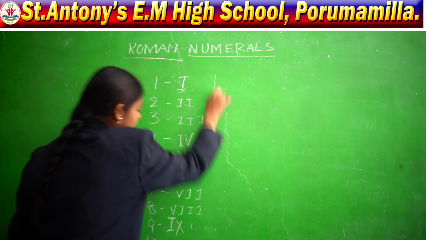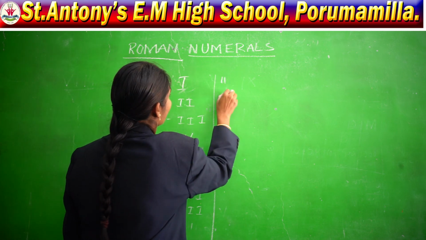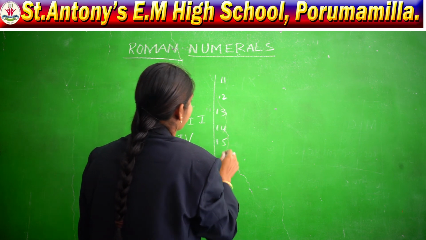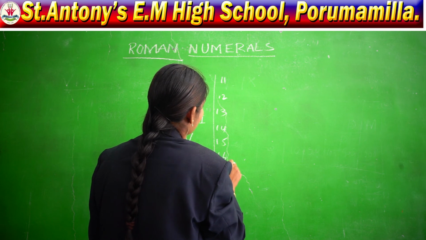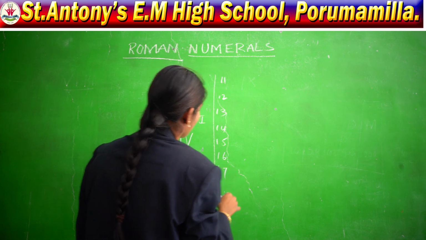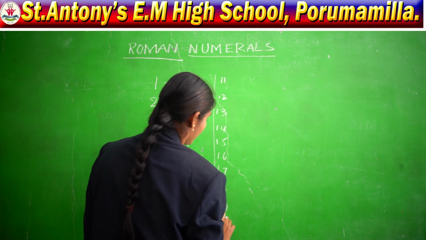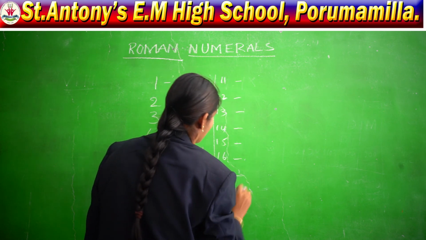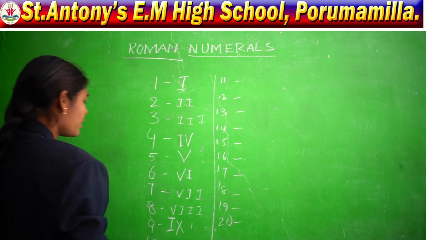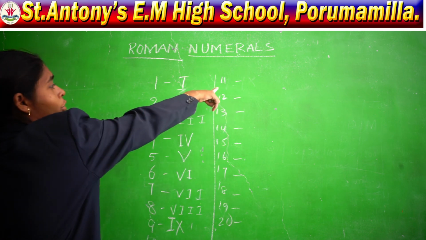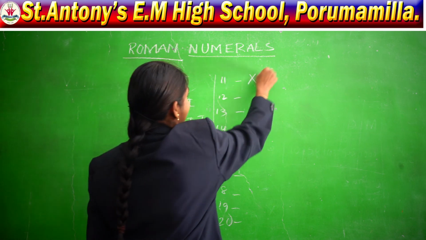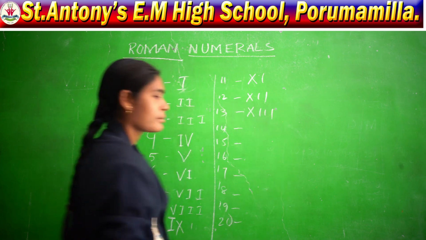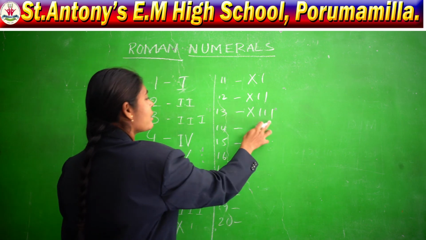Now you can write easily 11, 12, 13, 14, 15, 16, 17, 18, 19, 20. How can you write? Already 10 will be there. 11 is 10 plus 1, 12 is 10 plus 2, 13 is 10 plus 3. That is all. To write 13, 3 times enough.